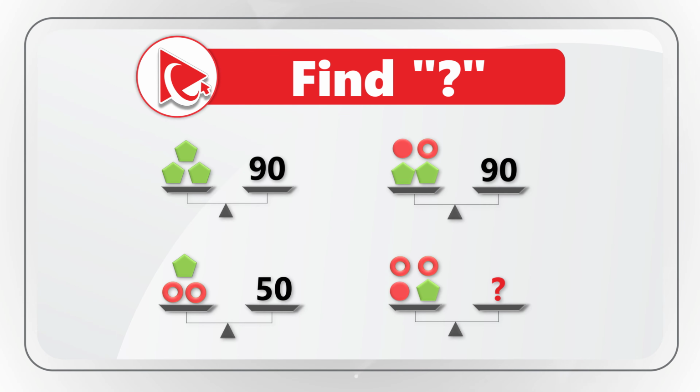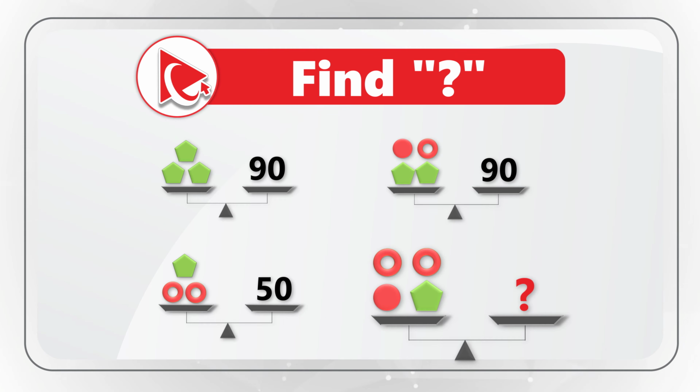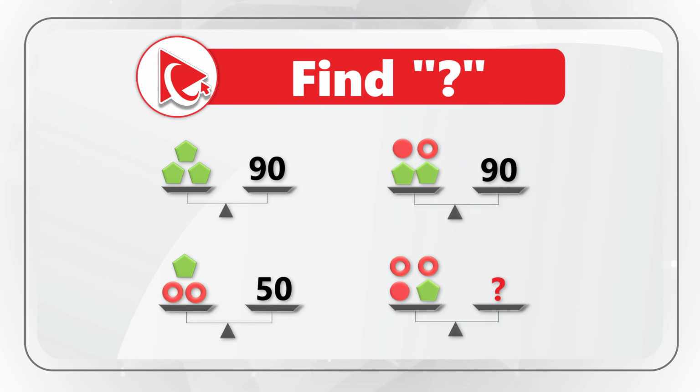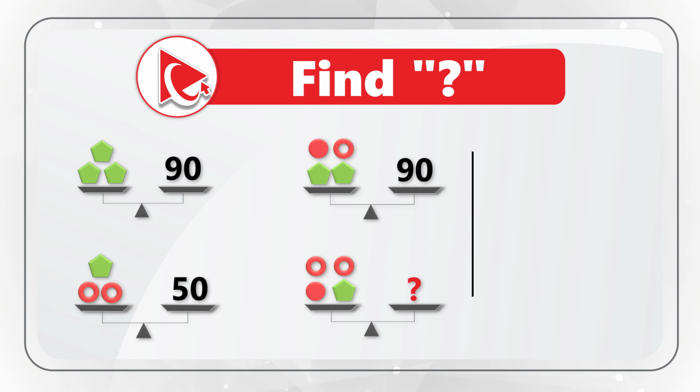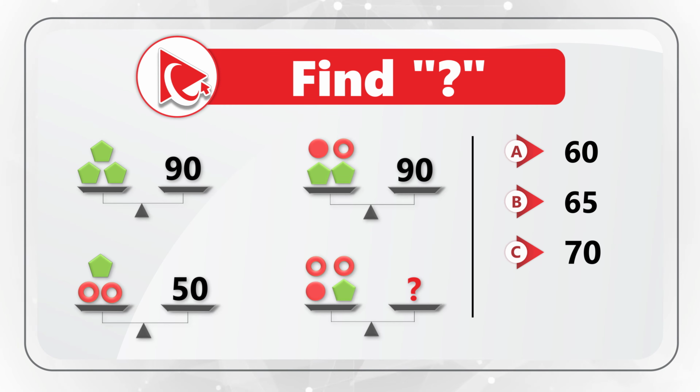And then the last scale contains 1 pentagon, 1 circle and 2 bagels on the left and then missing number on the right. You need to select the missing number out of 4 different choices. Choice A, 60. Choice B, 65. Choice C, 70. And then choice D, 75. Take a close look to see if you can do the calculations and come up with the right solution.